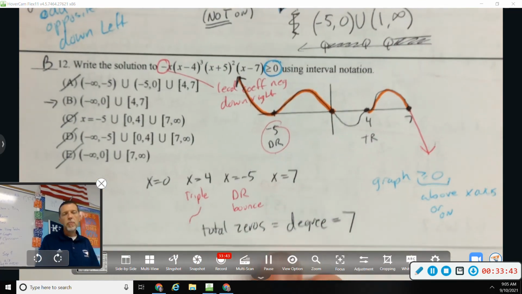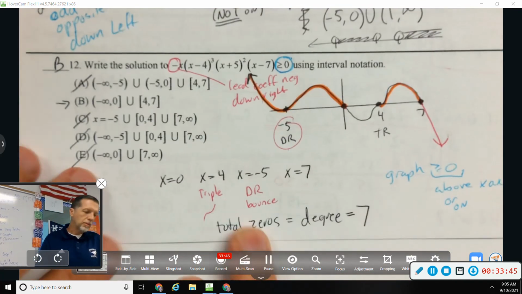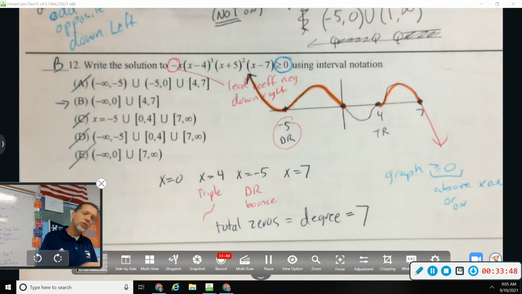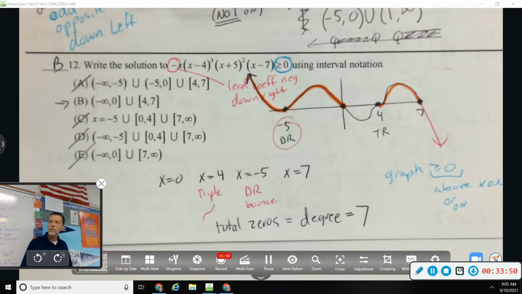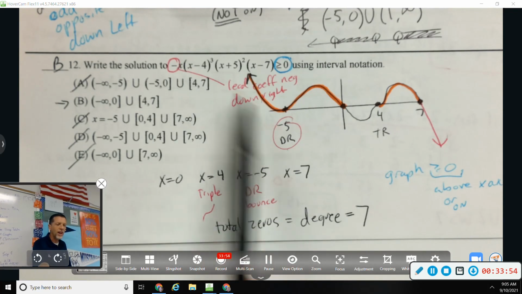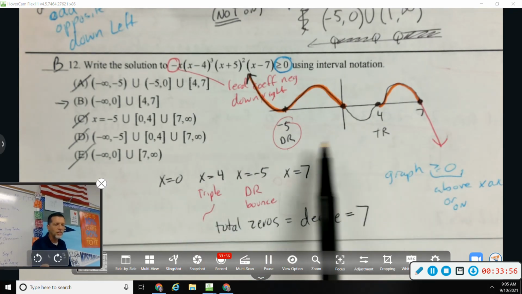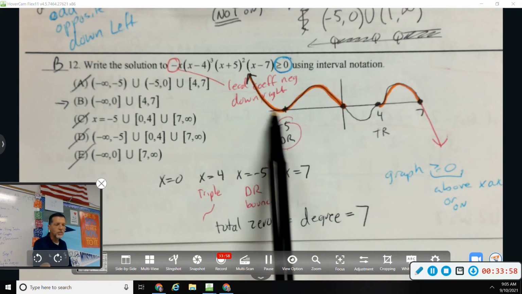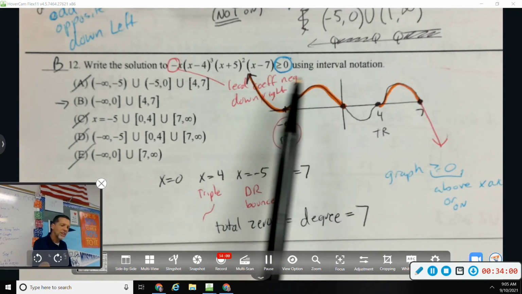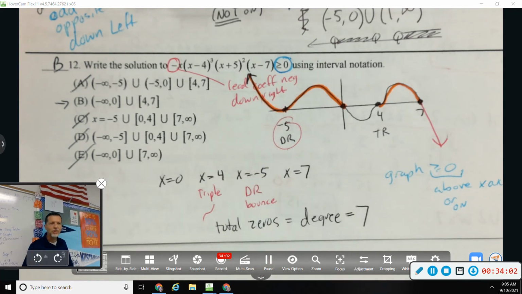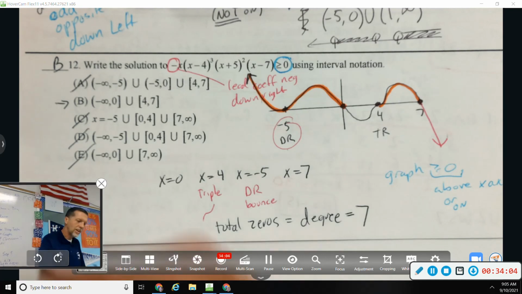Wow, that's a hard problem because it does all sorts of stuff. It combines most of what we did in this unit. We got zeros, factoring, degree, end behavior, double roots, triple roots, crossing, bouncing, equal to versus not equal to. That's a lot going on in that one.